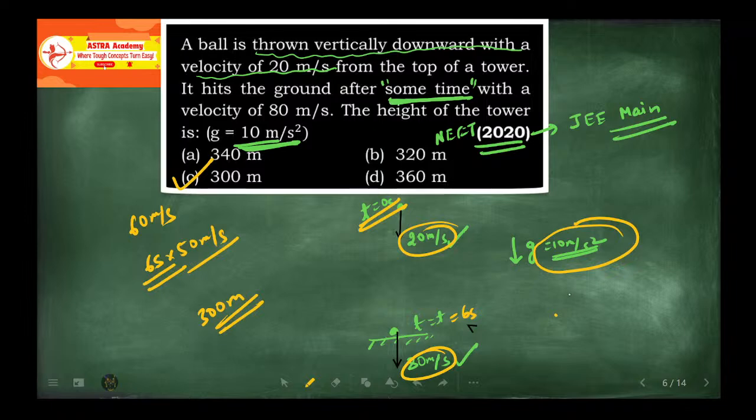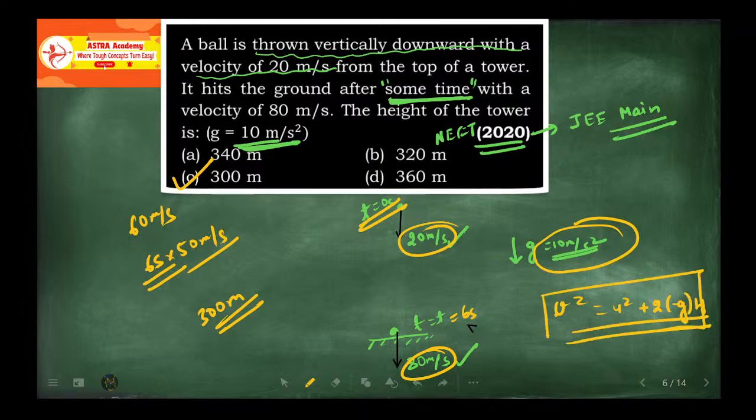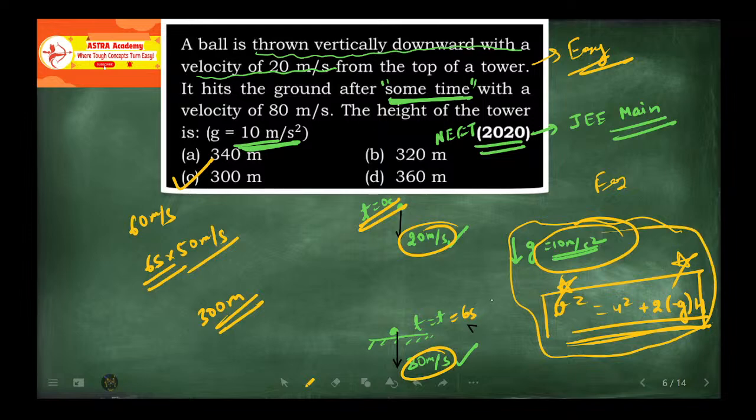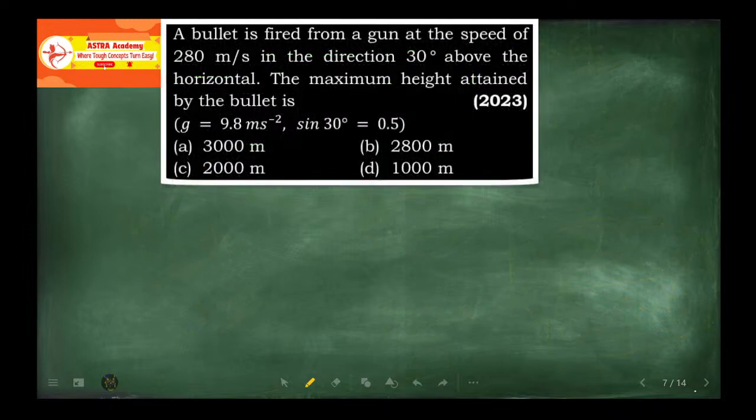Yes or no? You may do this question by v square is equal to u square plus 2 g h also. You can do this question that way, but I prefer that you should not learn the formula, because formulas help only in easy questions. This was an easy question, no doubt, but it is not going to help you in the tough questions, right? This method is better because you need not learn those formulas, and it will give you the answer in a shorter time, right?